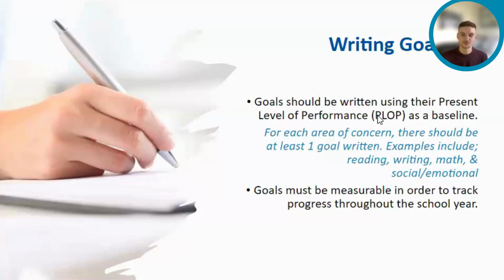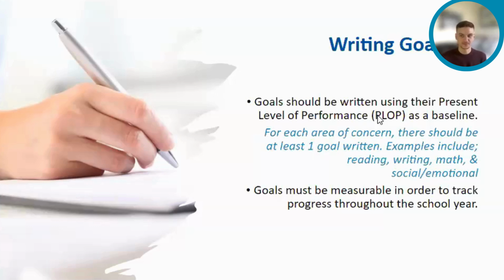Referring back to the beginning, there's an acronym I want you all to remember. I need to have a quiz, Allison, at the end of each training for my acronyms. Yeah. The goals should be written using the present level of performance as a baseline. Of course, to measure anything, we need to know where our child is currently at. For each area of concern, we should have at least one goal written. That can be reading, writing, math, or social and emotional. It's really the areas of concern for that child.